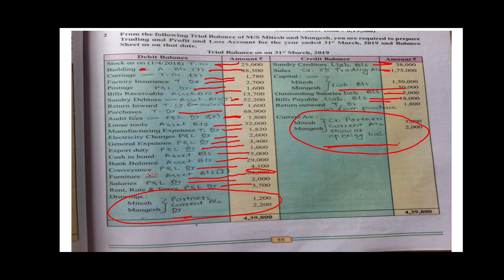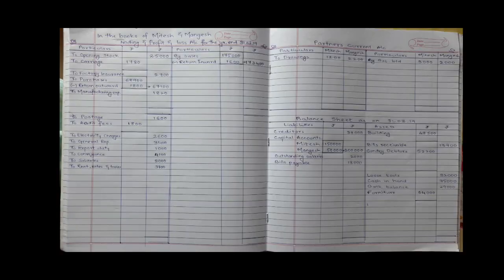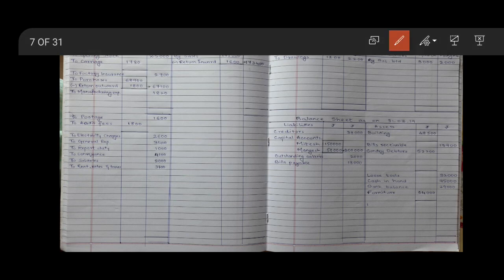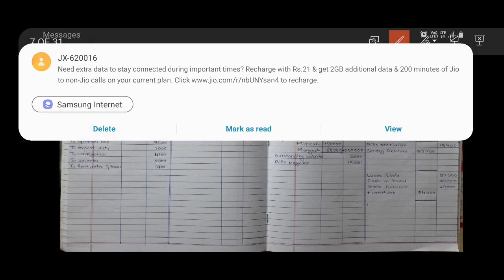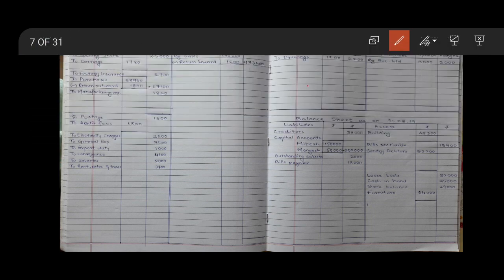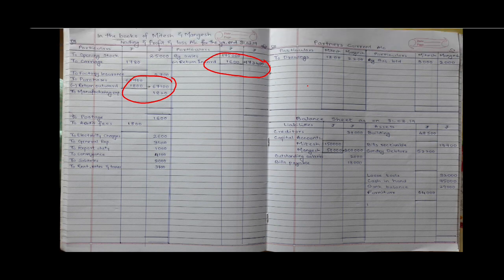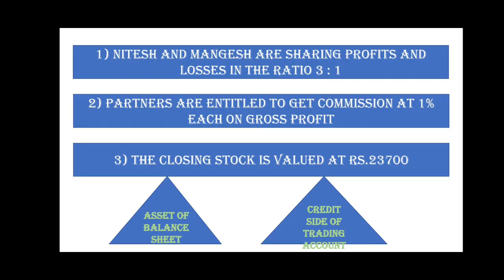You transfer it and then you can see in this way you have transferred all the items. What else you have done here? You have deducted sales out of sales, and here purchase written out of purchases, and you have brought the amounts outside. Okay, so in this way your solution is. Now we'll go for adjustments.